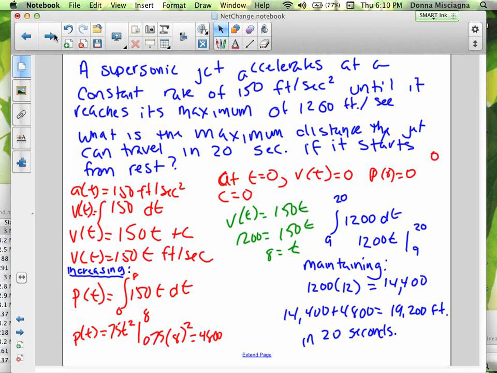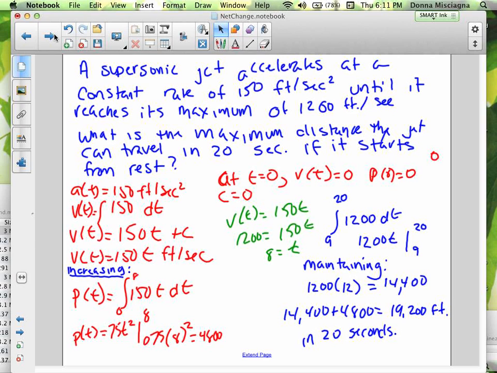This is a problem that's broken up into 2 parts, all right? Jot down notes and try and reason through so that you can figure out how to solve these problems. And I can't show you every kind of problem that could ever come up, but I can show you some different variety. So if we integrate 1200, we get 1200t. And now, why did we stop at 20? Well, because it said what's the maximum distance the jet can travel in 20 seconds. So from 0 to 8, we used the one function. And from 8 to 20, we use the other.